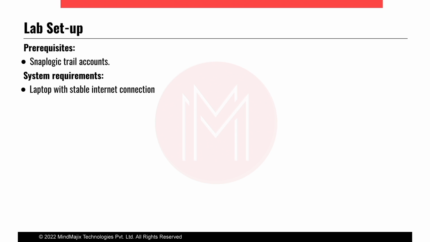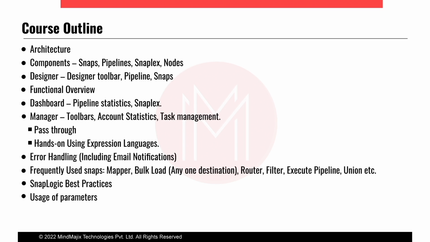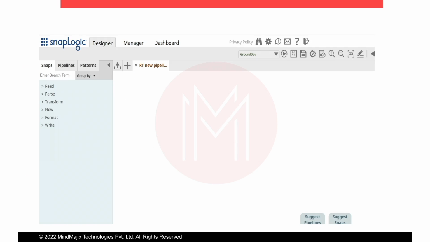That is about the tool. Basically, we'll go through the different key terms and concepts. So these snaps, you'll have a lot of snap packs and snap types. So these are the snap types. Basically you have read snaps, parse snaps, transform snaps, flow, format, and write.